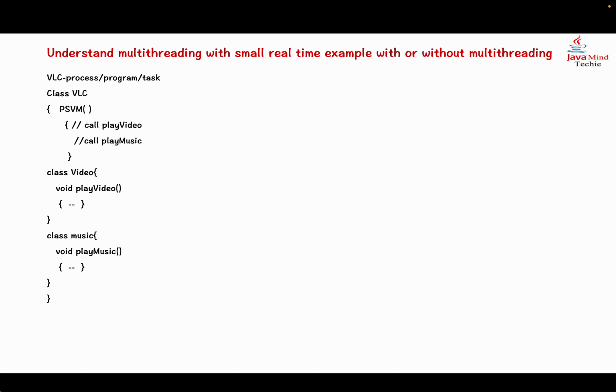suppose this play video is performed by thread 1 and play music is performed by thread 2. Thread 1 and thread 2 will work parallelly. So in a single hour, you can listen to music and also watch the video. You can complete both tasks in 1 hour. That is the power of multi-threading, because multi-threading means we perform tasks parallelly, simultaneously, concurrently. Yes or no, guys? That is the power of multi-threading.